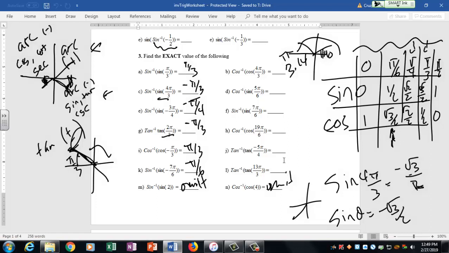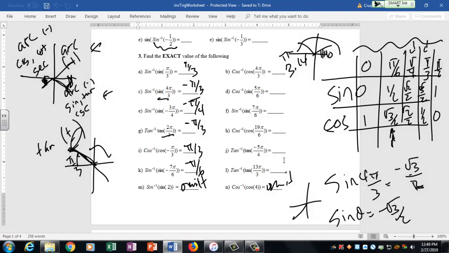Where's 4 radians? It's in the third quadrant. All right. So anyway, that's kind of it. Really is kind of. I don't know. I don't like it too much. All right. Any questions on that?